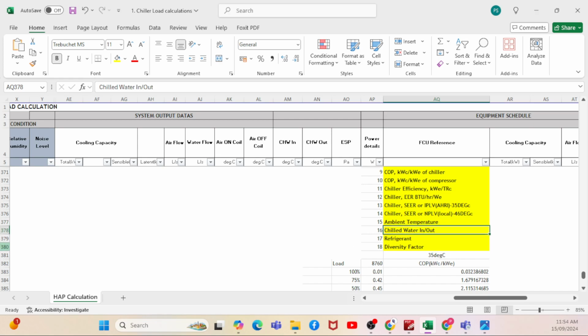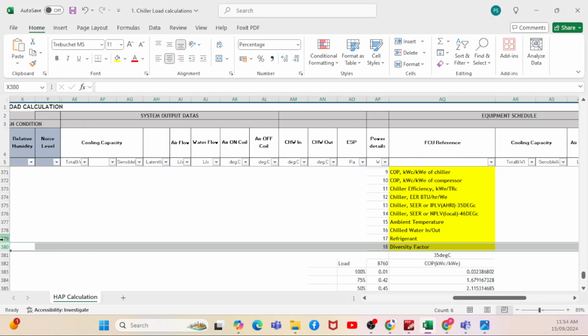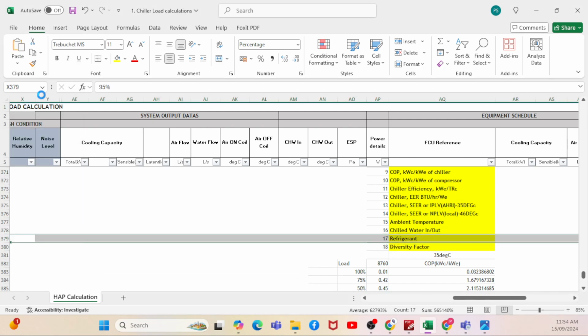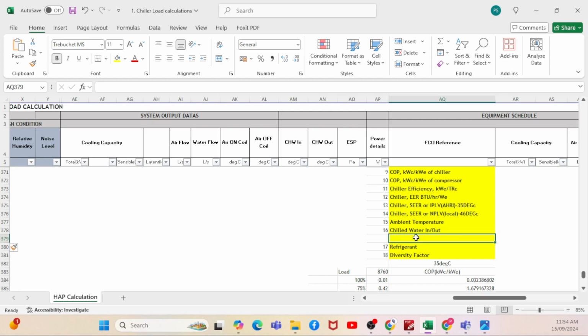Then if you talk about water cooled chiller, you have a condenser water in and out, right? Then you have a refrigerant, the type of the refrigerant. Then there is a diversity factor. This one we have seen last week, right? In a similar way you are going to select the water cooled chiller as well.